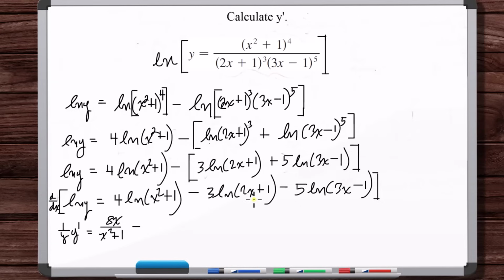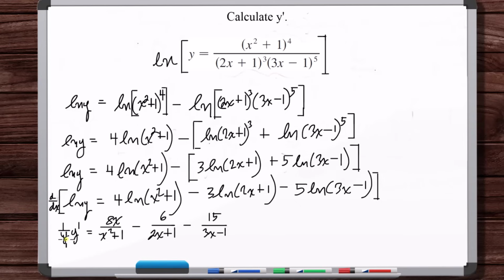Here, we're going to get 1 over 2x plus 1, and then times the derivative of 2x plus 1, which is 2, so it's going to be minus 6 over 2x plus 1. Here, we're going to get 1 over 3x minus 1, then times 3, so 15 over 3x minus 1.